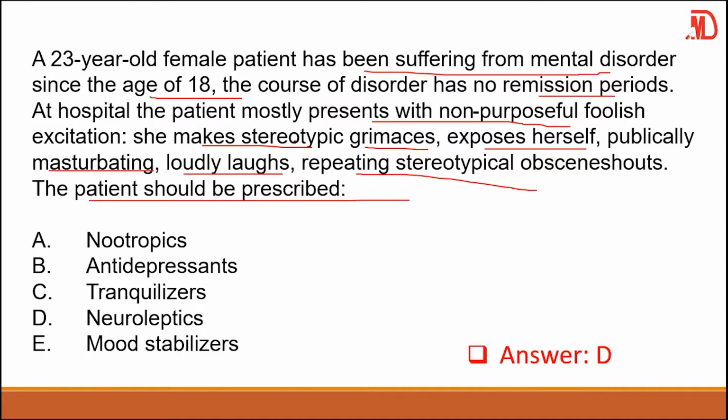Your answer is D. Who will be masturbating and want the whole world to see that he's masturbating? Anyways.